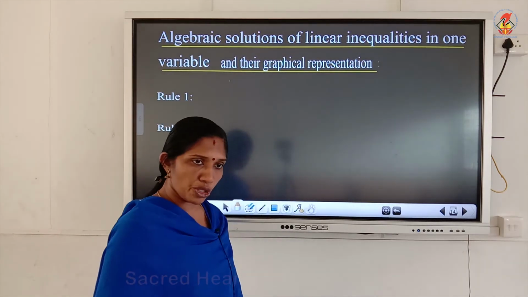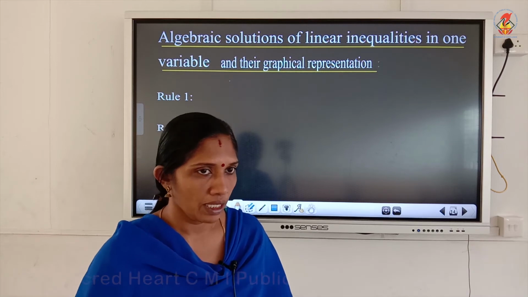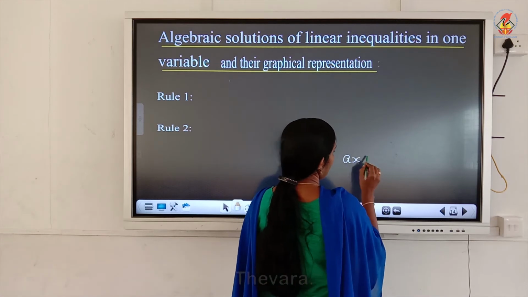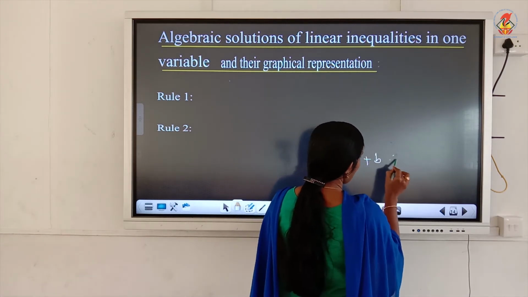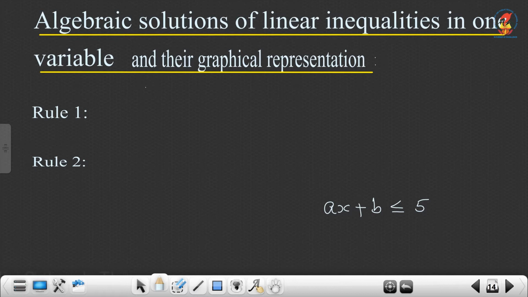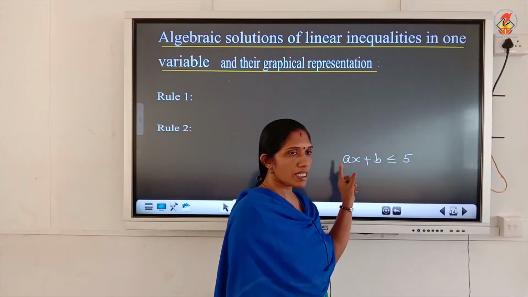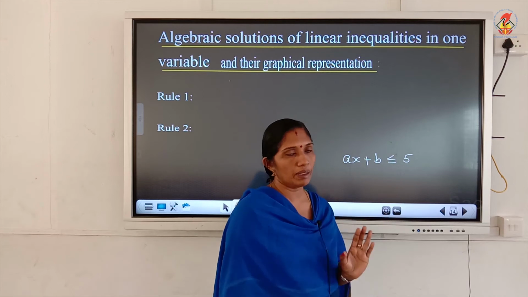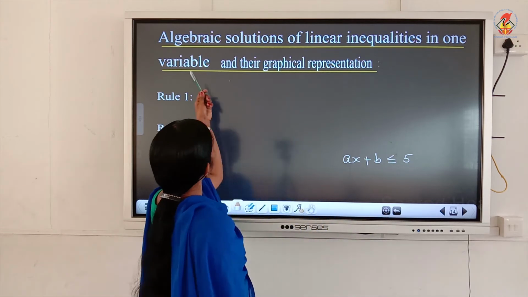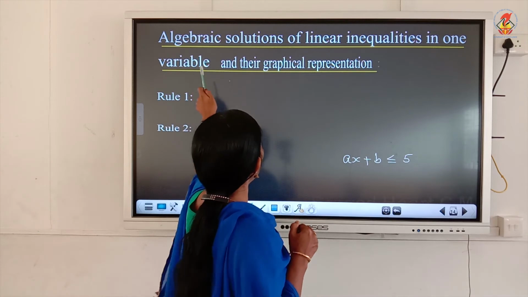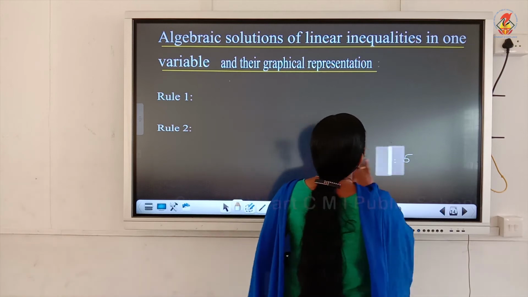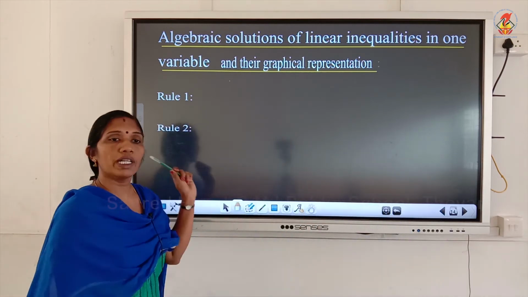So, we have two rules for how to solve these linear inequalities. What do you mean by solution? Solution of an inequality. So inequality in one variable, that is linear inequality only we are considering. Linear inequality like this. Solution means the value of the variable which gives a true statement or which satisfies this condition. The value of the variable, that's only the solution. So we have to find solutions by algebraic method and graphical representation. Both you have to learn. So we have rule 1 and rule 2.